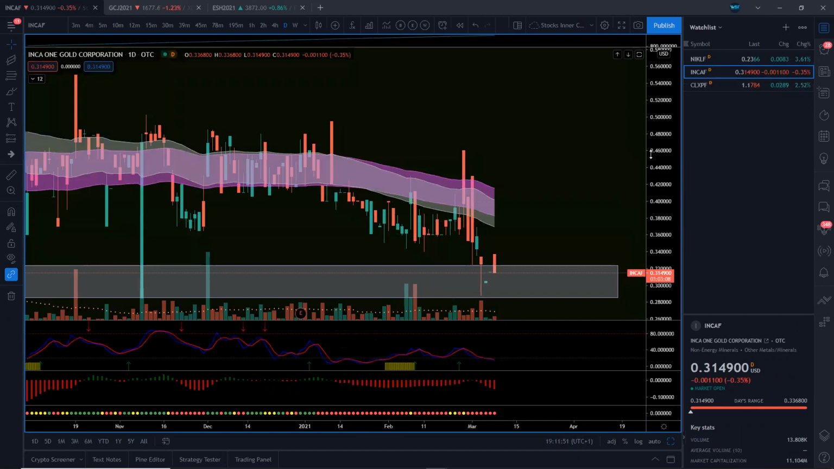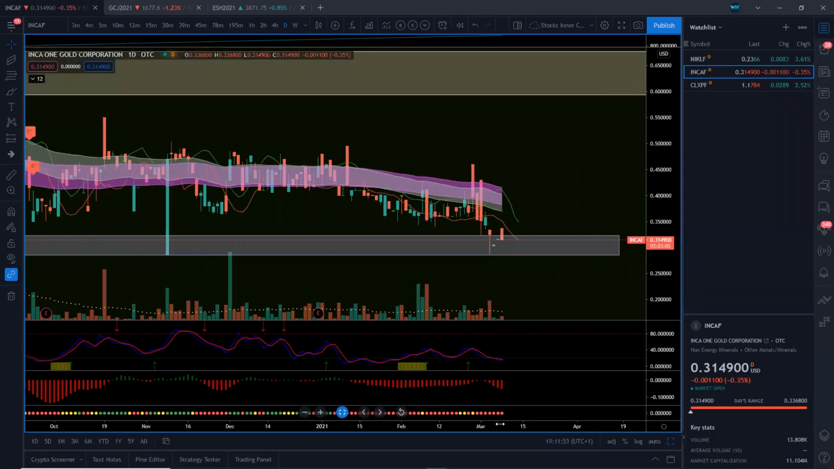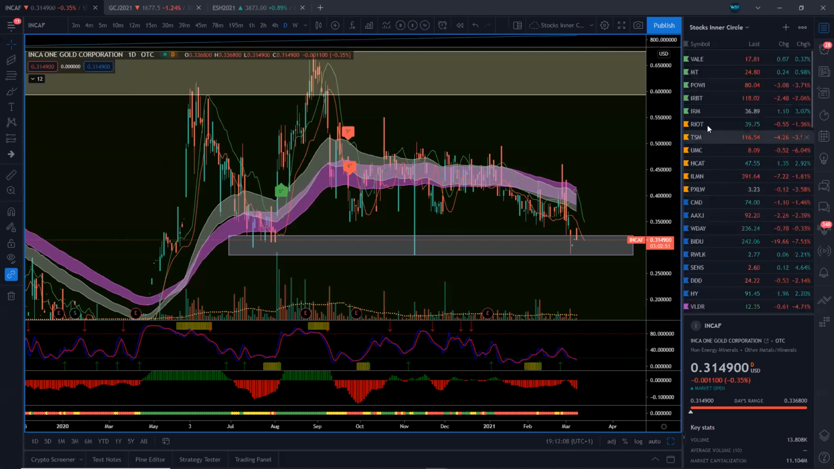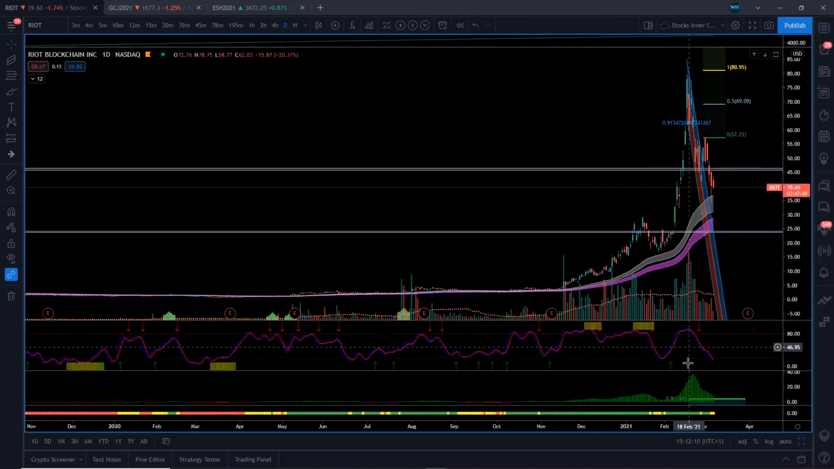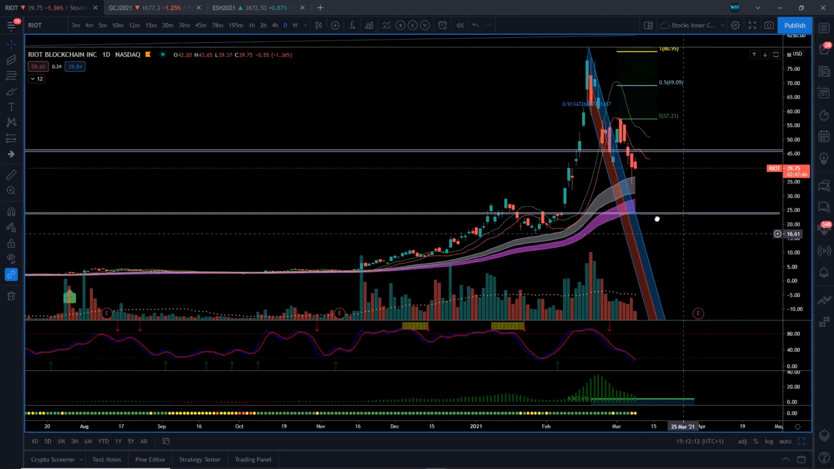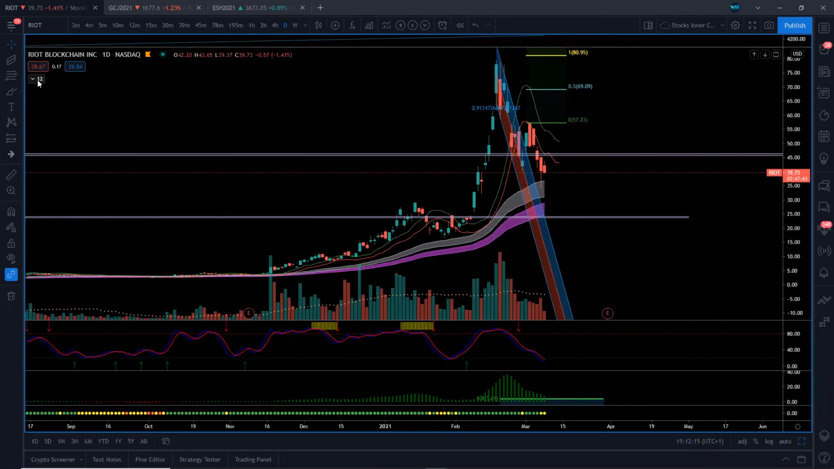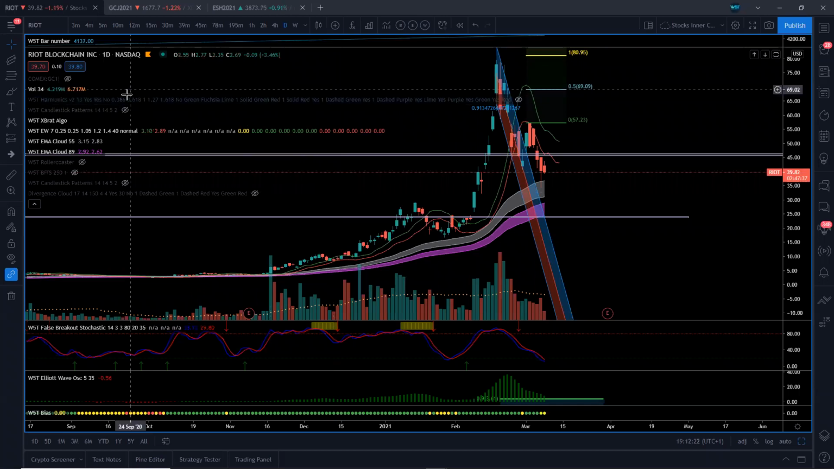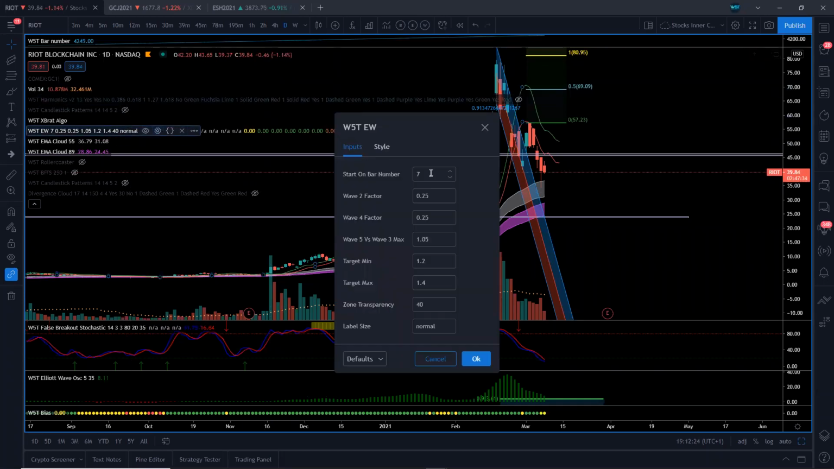INCAF, again, another one that I've been looking at. This one, no Elliott Wave here. We're just in a range. We're looking for this support zone to hold and for it to go up. Yeah, we can review Riot again. So right now, bear with me.